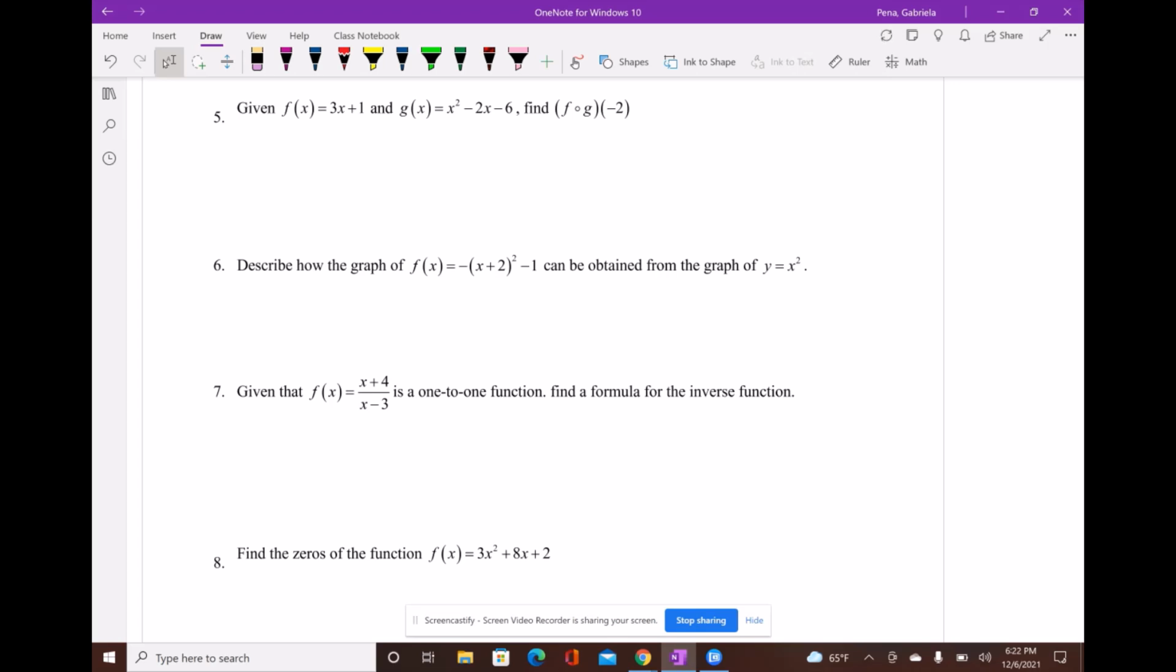Number 5, given f of x is 3x plus 1 and g of x is x squared minus 2x minus 6, what is f of g of negative 2? Now, this may look weird to you, but this is the same thing as having f of g of negative 2. So what does that mean to you? What should I do first?